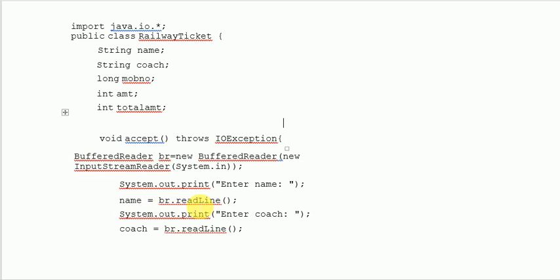name = br.readLine(). See, br is the object of the BufferedReader class and readLine is a method in the BufferedReader class. This readLine method is basically used to input a string from the keyboard. So it will be br.readLine(). Similarly, enter the coach number. coach = br.readLine(). So it is as simple as that.